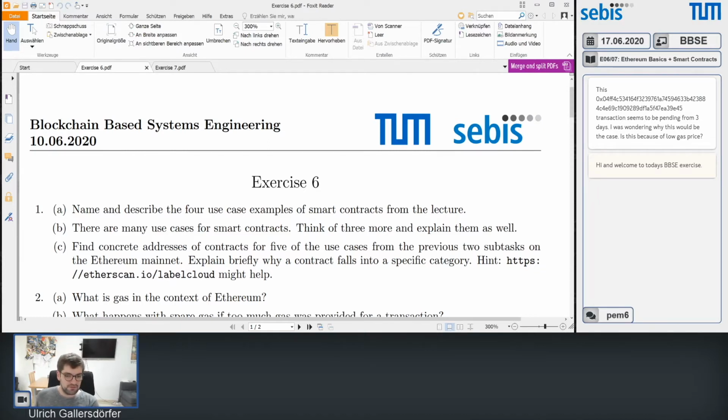Okay, so these are the 4 use cases. We talk about use cases in B. So there are many use cases for smart contracts. Think of 3 more and explain them as well.